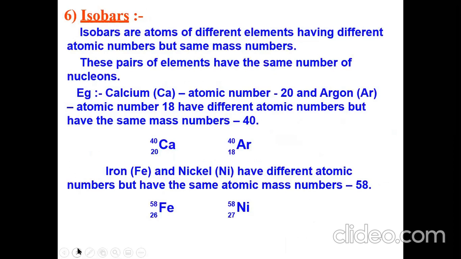Next, we will discuss isobars. What are isobars? Isobars are atoms of different elements having different atomic number but same mass number. Different atomic number and same mass number. So these pairs of elements have the same number of nucleons, like calcium and argon: mass numbers are the same, 40 and 40, but atomic number is different. Same in the case of iron and nickel, mass number is the same, that is 58 and 58, but atomic number is different, that is 26 for iron and 27 for nickel. So dear children, this is the description of the chapter, that is structure of an atom.